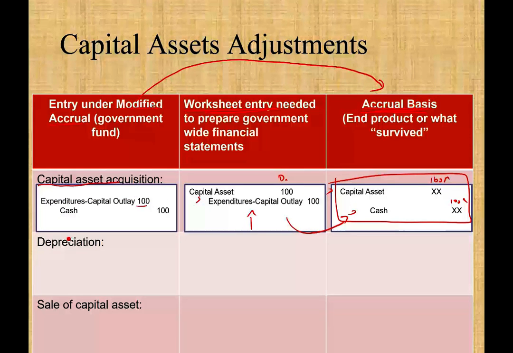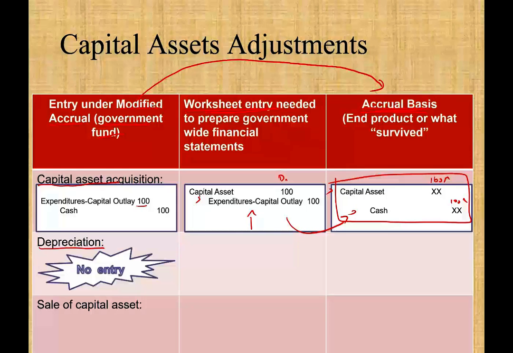Now, once we put the asset on the books, we have to book depreciation. What entry of depreciation did we book under the governmental fund? The answer is no entry. Remember, the governmental fund did not have the asset, therefore did not depreciate anything. Therefore, we don't have any depreciation. So what entry do we need to make to book the depreciation?